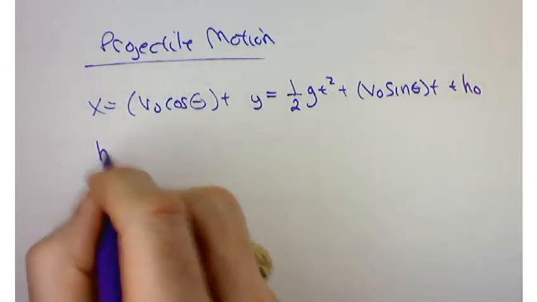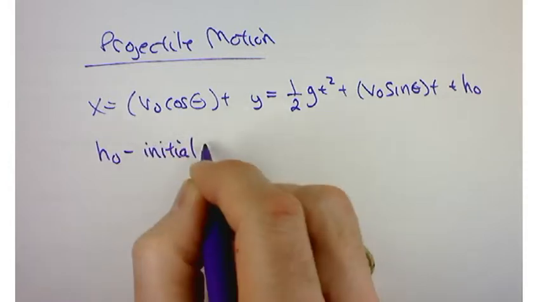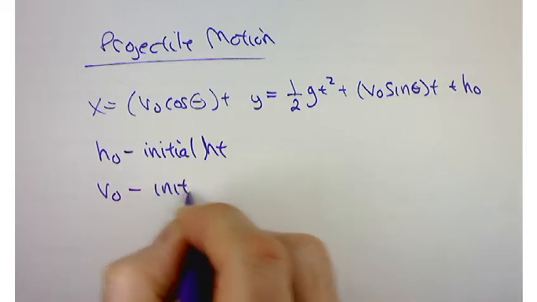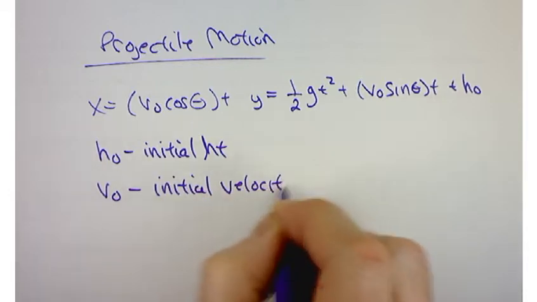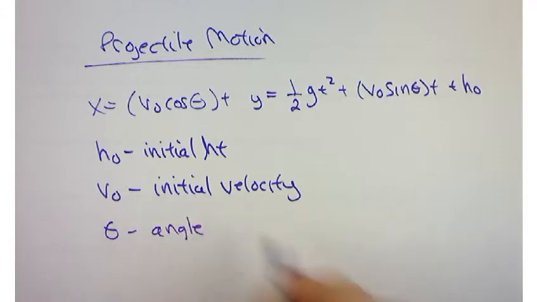So let me review these. H naught is the initial height. V naught is the initial velocity. And theta is the angle at which the ball or projectile was launched, so the angle with the horizon.